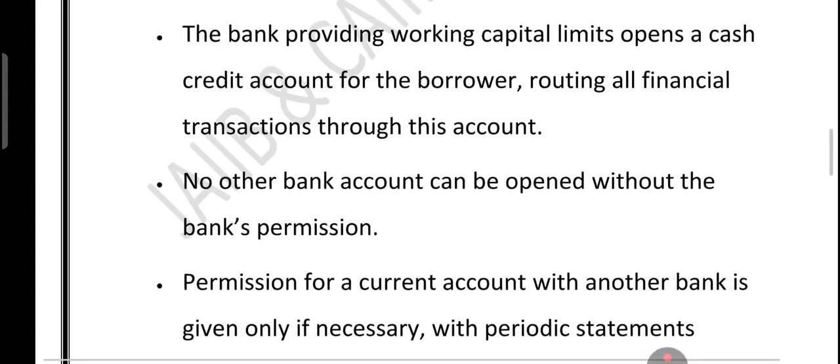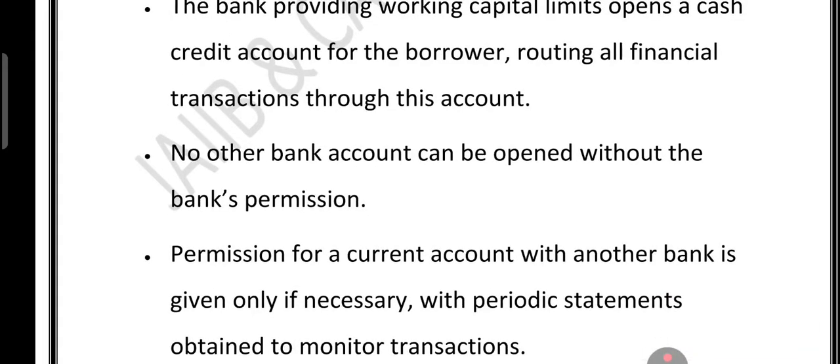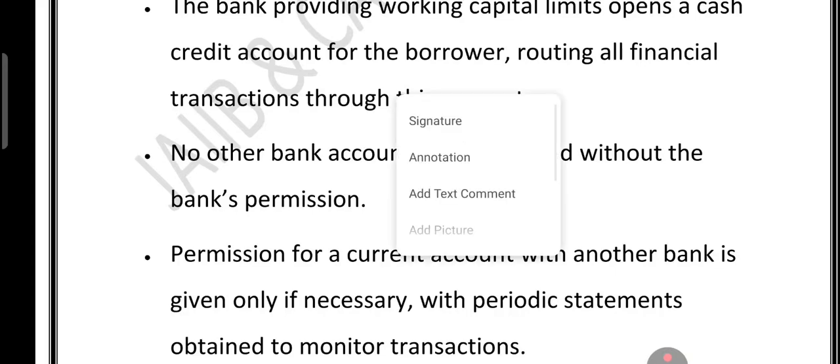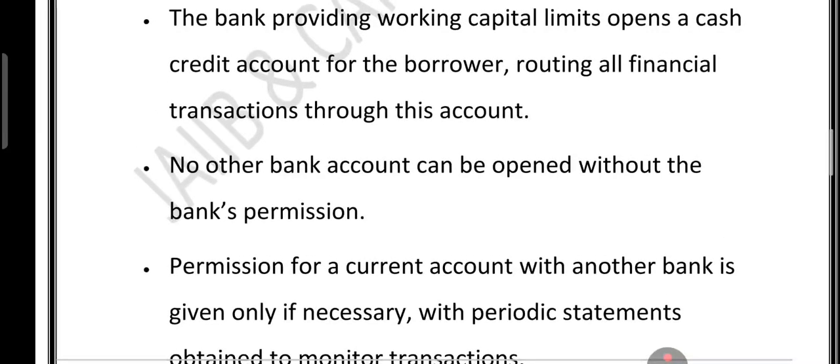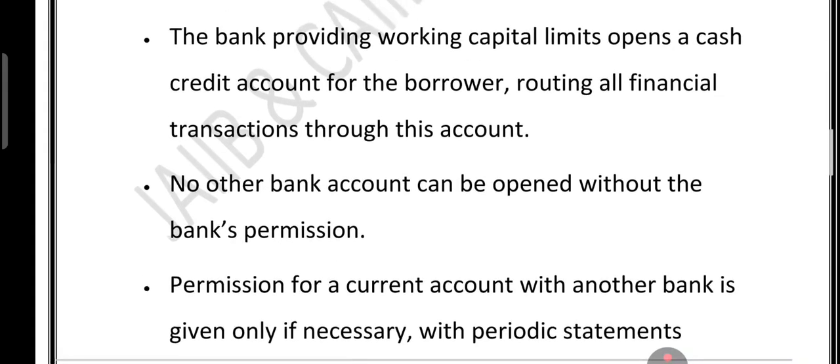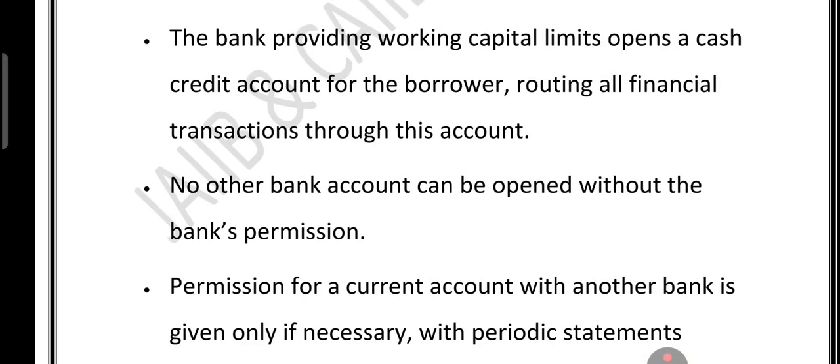Now what is a cash credit account? Think of it like a special type of current account, but with a twist: the borrower can withdraw money up to a limit approved by the bank. The bank approves a limit up to which the borrower can withdraw money whenever they need, but there is a catch: the borrower must route all their business transactions through this account. That is a very important thing, routing all financial transactions through this account. So no sneaky side accounts.